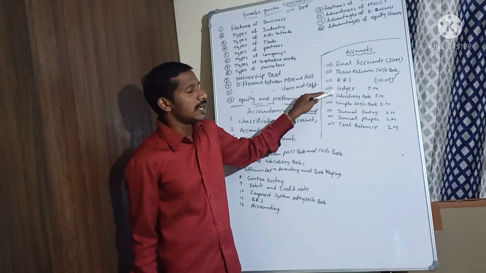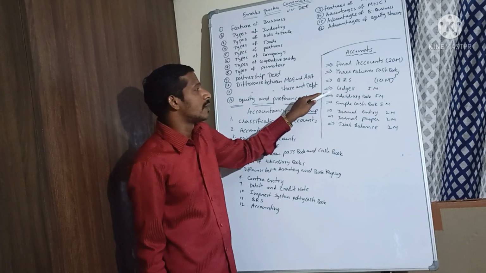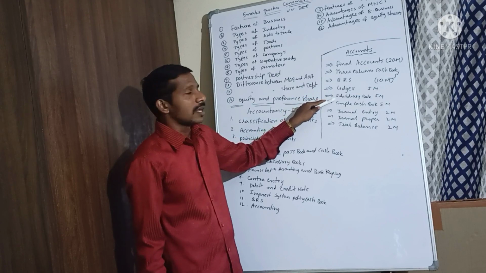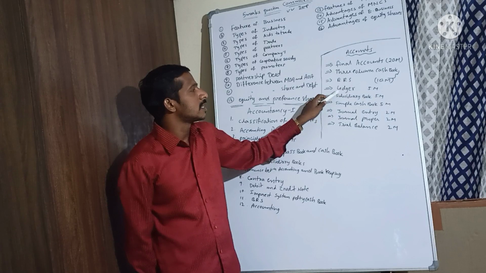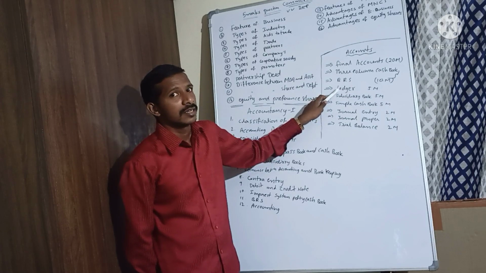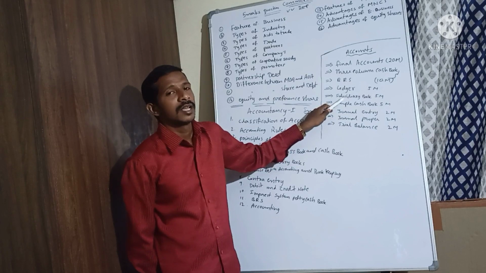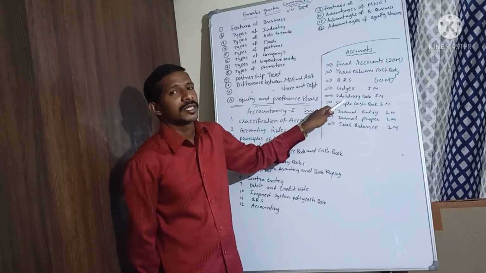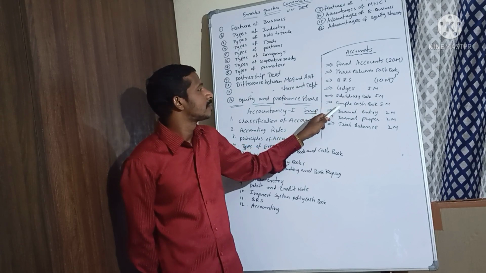Ledger, 5 marks. Ledger account we have to prepare, like Ramu account, Sudha account, Naveen account, like that we have to prepare the ledger account. This ledger is opposite to the journal entry. Subsidiary books, 5 marks. Prepare purchase book, sales book, purchase return, sales return. Like that we have to prepare the books.